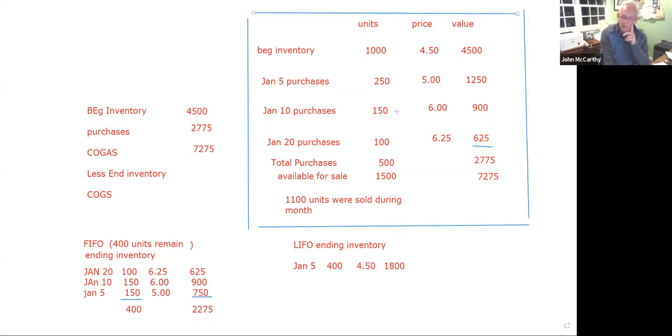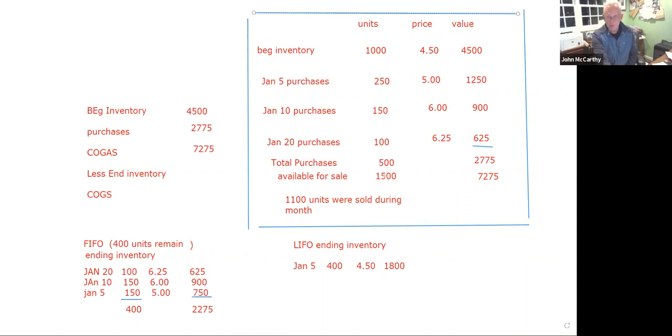When I give you this on the exam, I'll give you these facts. We have beginning inventory, the purchases at different prices. And I probably would extend them out for you, but if I didn't, if I just gave you the units and the price, you'd have to extend it out, like 1,000 times 450 is 4,500, and so on.